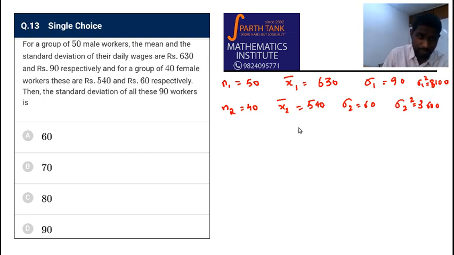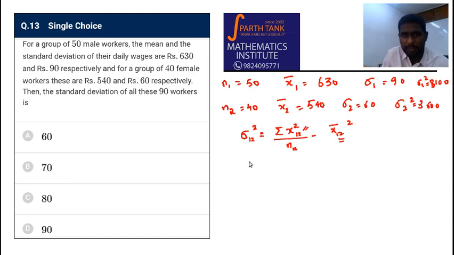The standard deviation of all these 90 workers is what we have to find, the combined standard deviation. So first of all, we'll find the combined mean, because in the end, the variance of the two sets combined, the formula is going to be the summation of x squared of the whole set, 1 and 2 together, divided by the total, minus the new mean whole squared. So I have to find this and this. That will be my procedure.